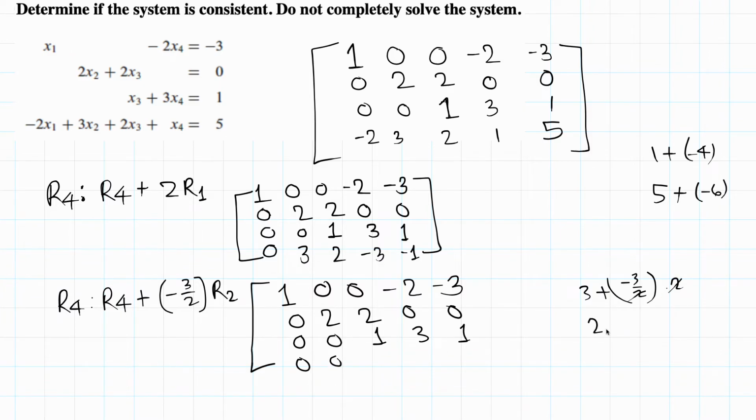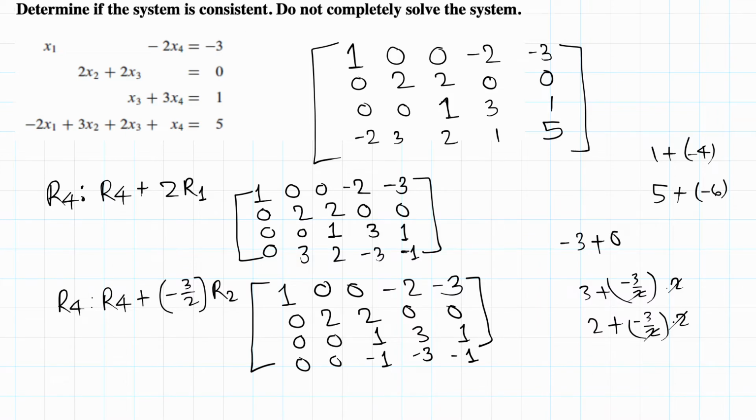Now 2 plus negative 3 halves times 2. 2 to cancel. 2 plus negative 3 is negative 1. Now negative 3 plus, we multiply negative 3 halves times 0, just 0. And negative 3 plus 0 is just negative 3. Now negative 1 times, again 0 does not change, so negative 1. Okay, we are almost there.